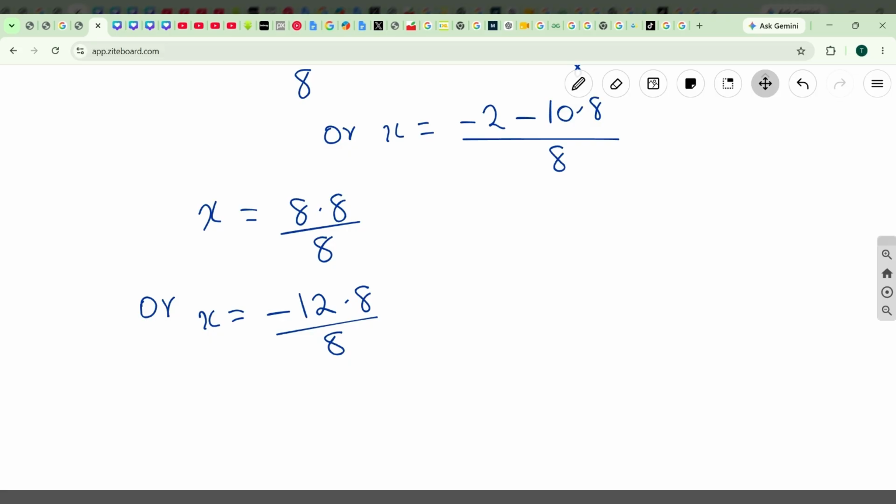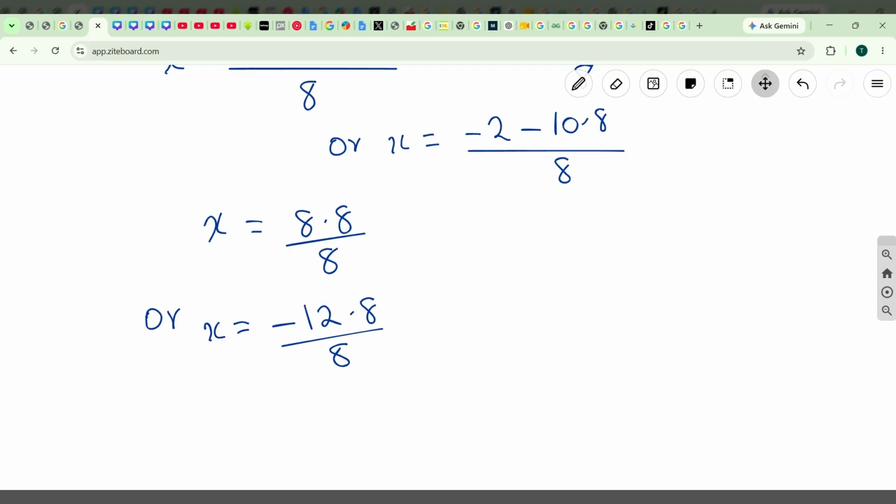So if we go further to say x is equal to 8.8 divided by 8 for the first instance, okay, let me just put it like this. This gives you that x is equal to 8.8 divided by 8 is 1.1, and then 12.8 divided by 8 is going to give you negative 1.6. So this becomes your two instances for the value of x.